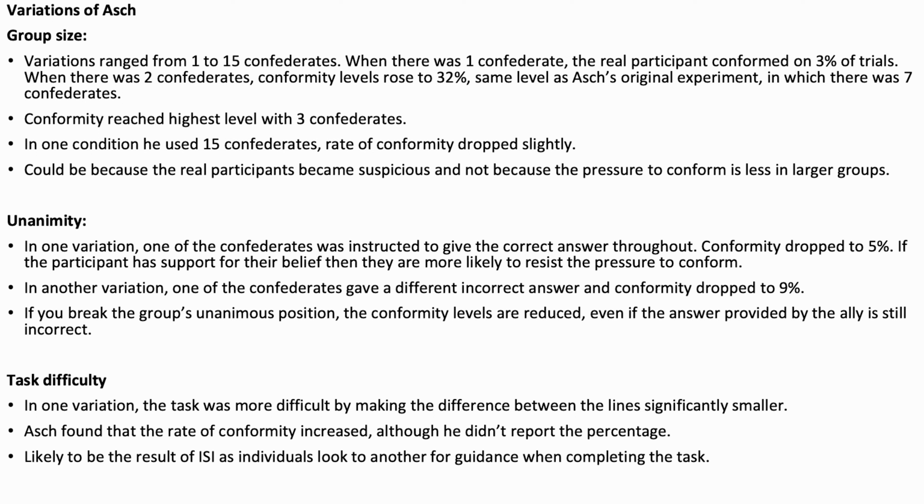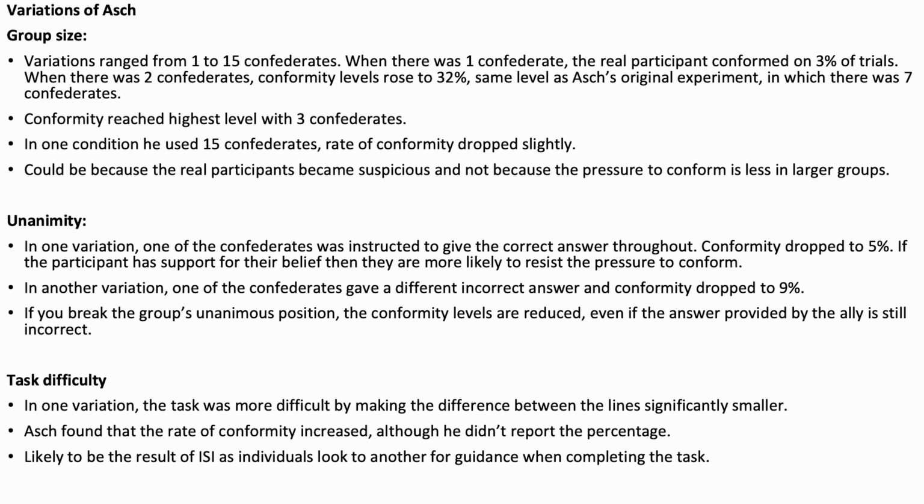Conformity reached the highest level with 3 confederates, and when 15 confederates were used, the rate of conformity dropped slightly. And this could be because the real participants became suspicious, and not because the pressure to conform is less in larger groups. So that's basically saying that the participants were starting to realise that something must be off. If 15 people are all saying the wrong answer, it's making them think a bit deeper, like what is actually going on.